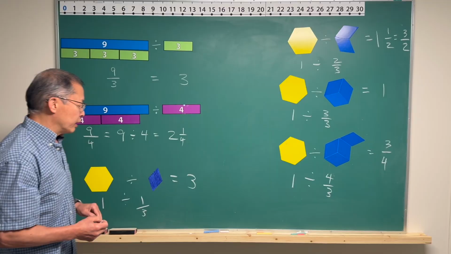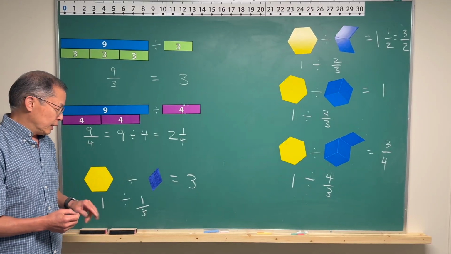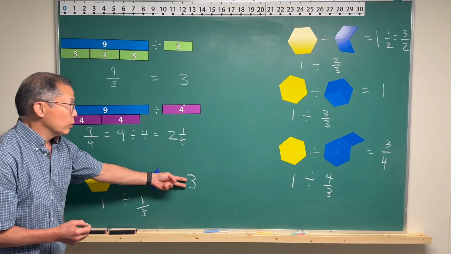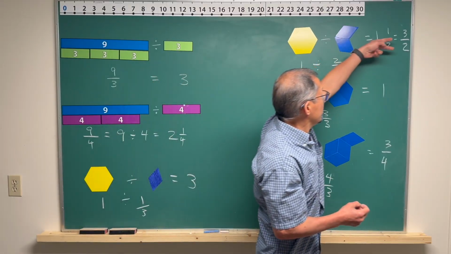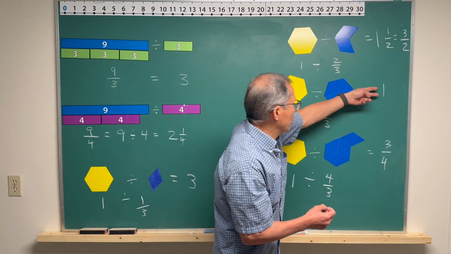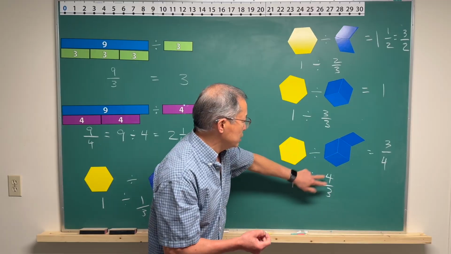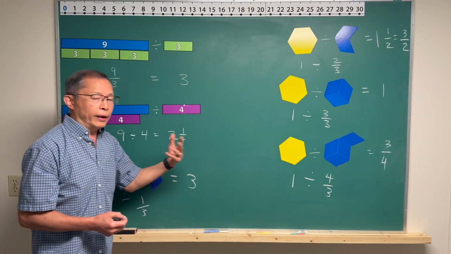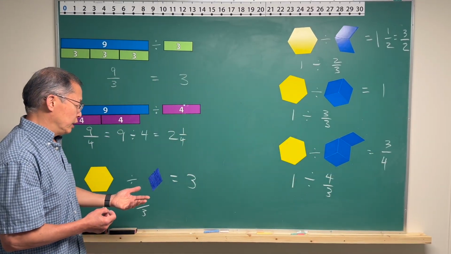And if they look long enough, they will realize that this is that flipped over. This is that flipped over. This is that flipped over, which doesn't make any change. This is that flipped over. So you've now derived the invert and multiply rule.